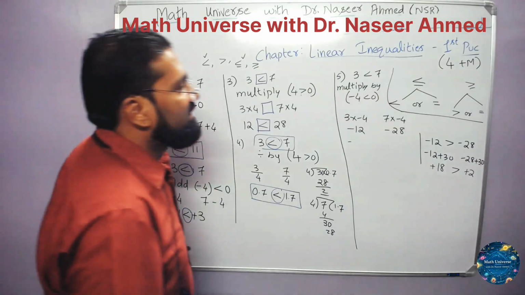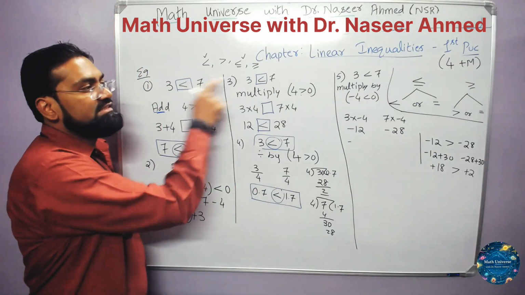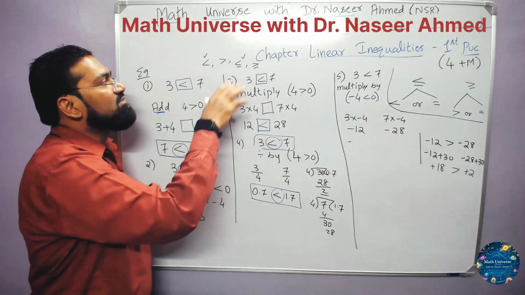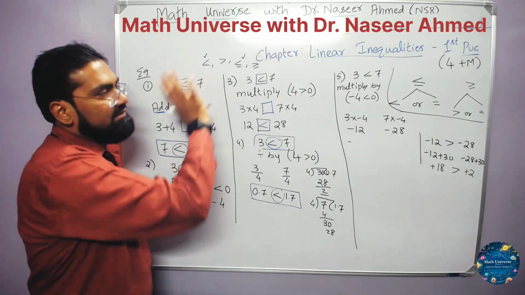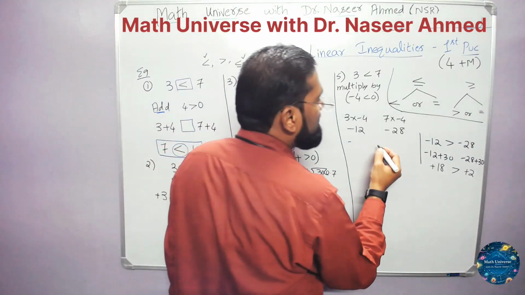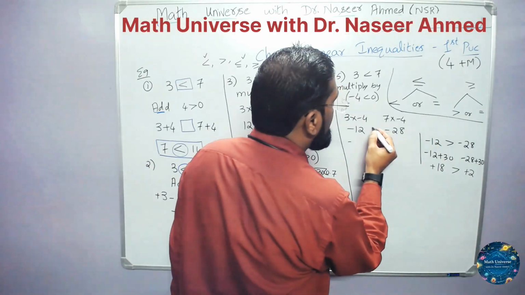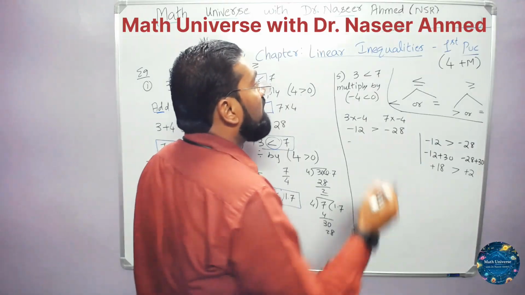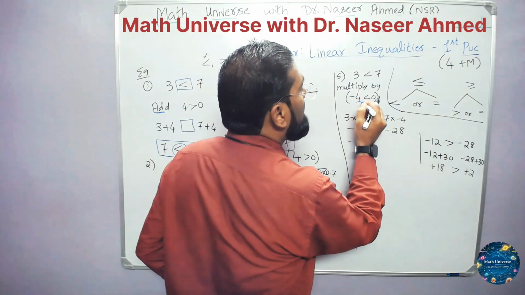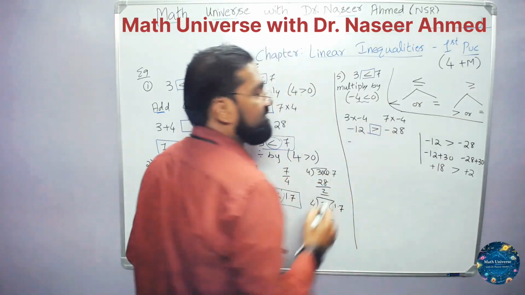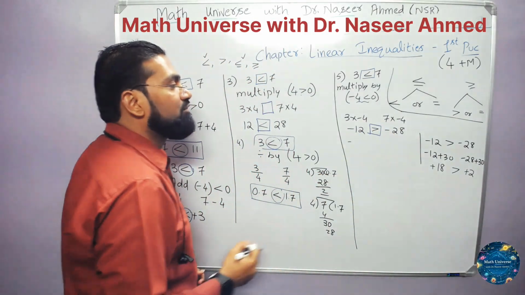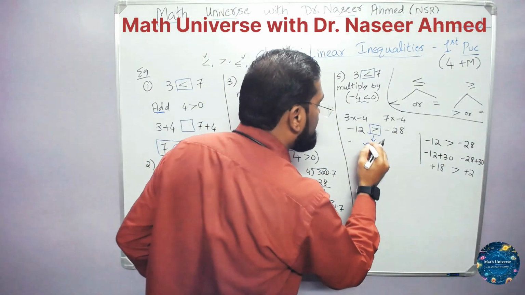Correct now? Someone says here we have less, here we have greater than. That's what I said. Whatever I'm discussing for less than, it is also true for the remaining 3. So, whenever we multiply by a negative number, inequality is getting reversed. Rather than saying change, I would like to use the word reverse.